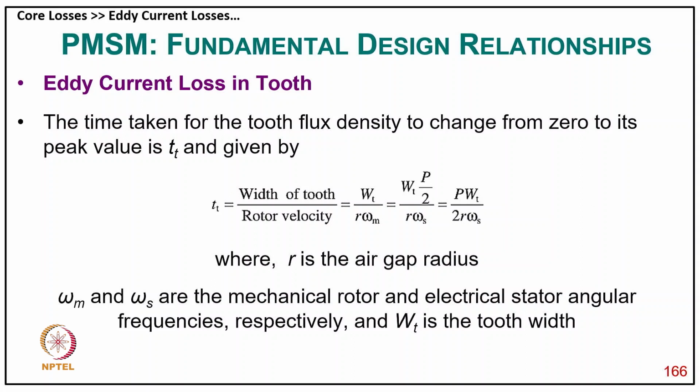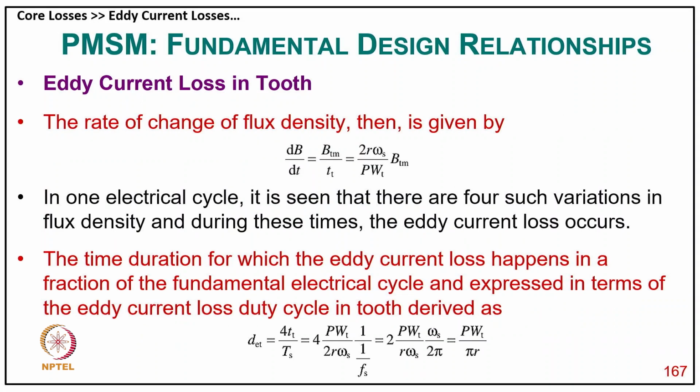The time taken for the tooth flux density to change from 0 to its peak value, Tt, is given by Tt equal to width of the tooth over rotor velocity, that is Wt upon r omega m, or Wt by 2 r omega s upon p, where r is the air gap radius, omega m and omega s are the mechanical rotor and electrical angular frequency respectively, and Wt is the tooth width. The rate of change of flux density is then given by dB upon dt, that is Btm upon Tt, that is 2 r omega s upon p Wt into Btm.